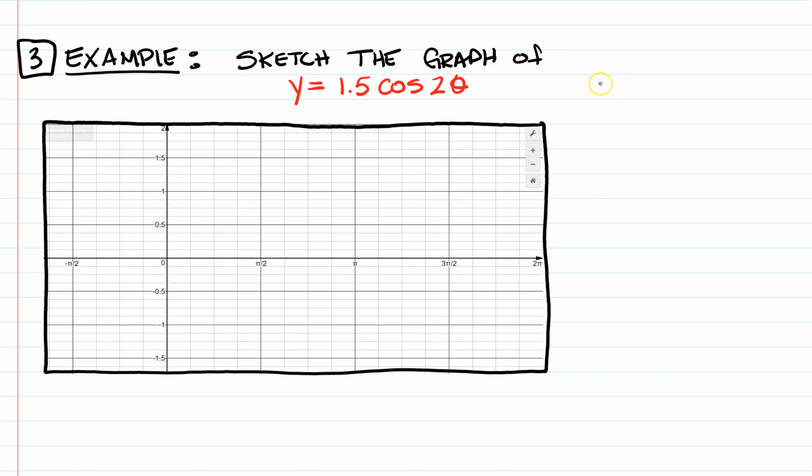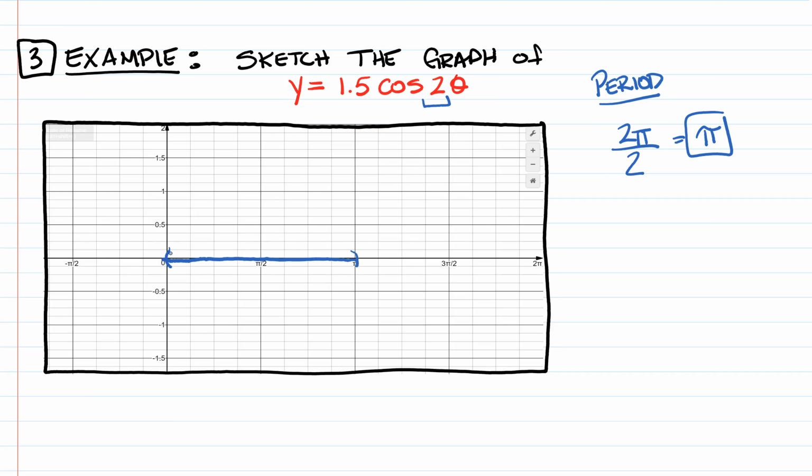So the first thing that we're going to do is figure out the period. The way that we figure out the period, you may recall, is we take 2 pi and divide it by whatever number is in between the trig function and theta. In this case, it happens to be 2. 2 pi divided by 2 is worth pi. So what does that mean? That means that I need to start and end an entire cosine curve on a distance of pi.